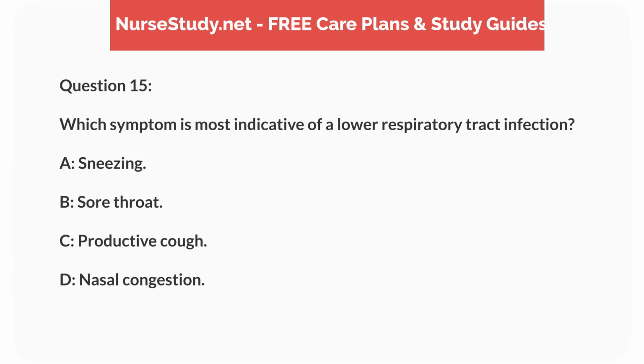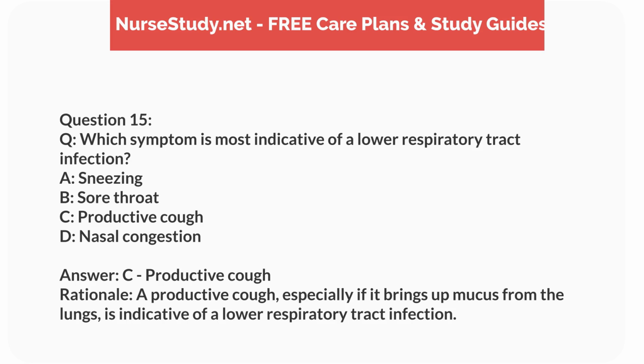Question 15. Which symptom is most indicative of a lower respiratory tract infection? A. Sneezing. B. Sore throat. C. Productive cough. D. Nasal congestion. Answer. C. Productive cough. Rationale. A productive cough, especially if it brings up mucus from the lungs, is indicative of a lower respiratory tract infection.